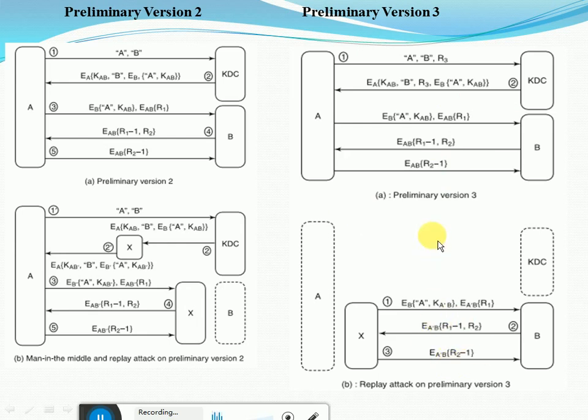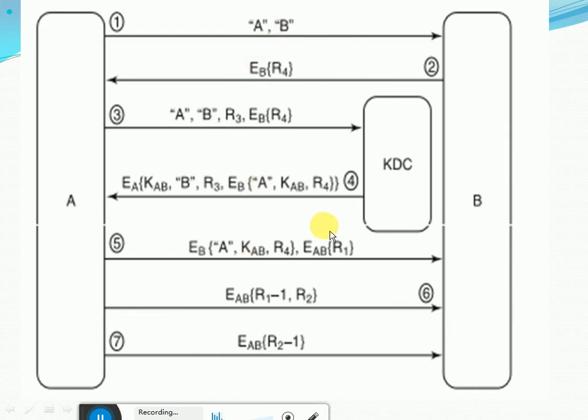Now, to overcome this problem also, some modification has been done in the final version of the Needham-Schroeder protocol. In the final version, instead of sending a nonce in the first message, which was generated by A, now the nonce will be created by B, and it will be encrypted using B's secret key, which is known to the KDC. Actually, this is a long-term secret key of B. Now, once A gets this message, A will forward it along with its own identity, B's identity, and a newly created nonce to the KDC. Even if somebody hacks this encrypted thing, they will only come to know about this encrypted version, and it is difficult for them to decrypt it because it is encrypted using a secret key.